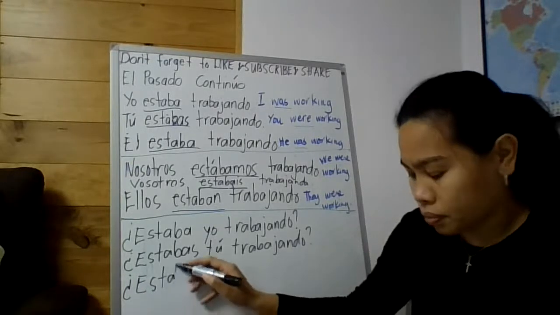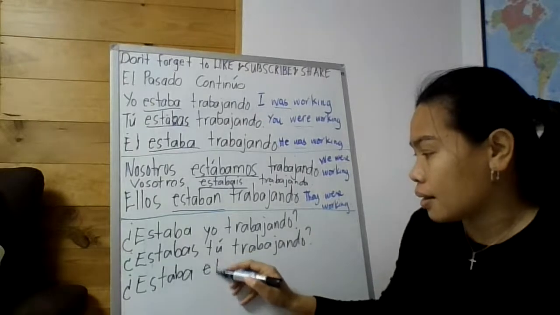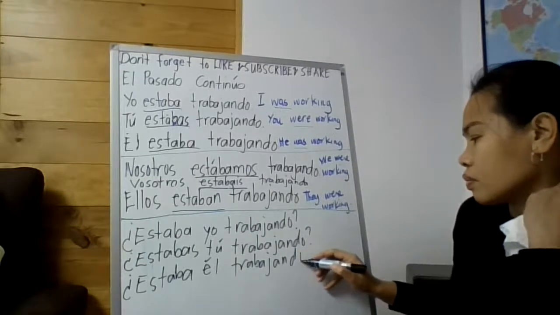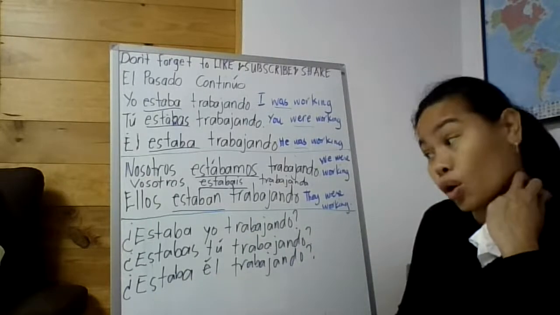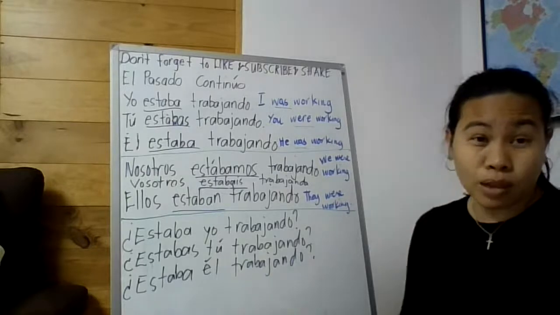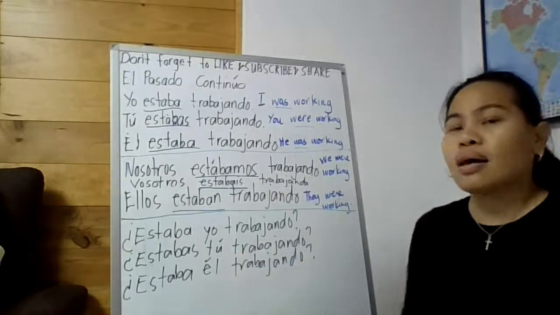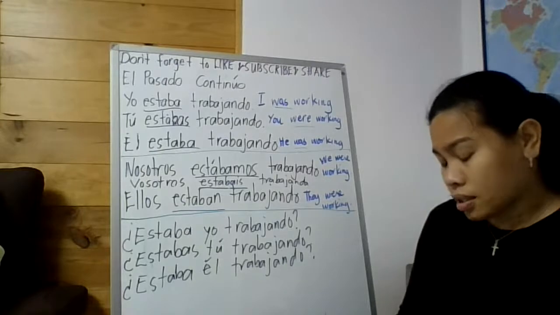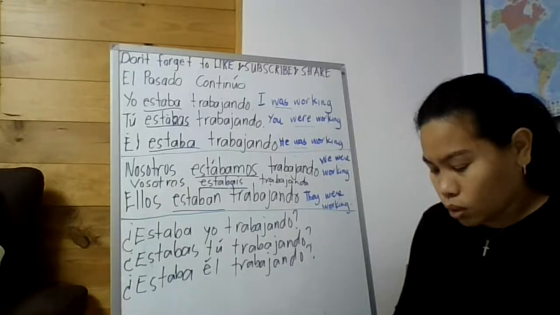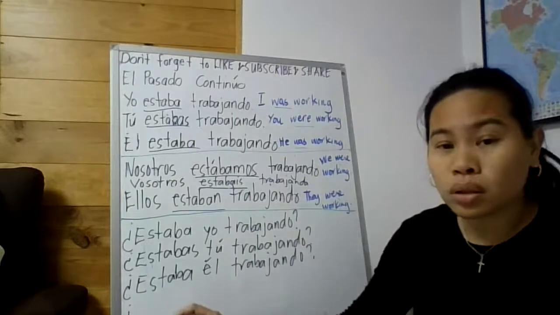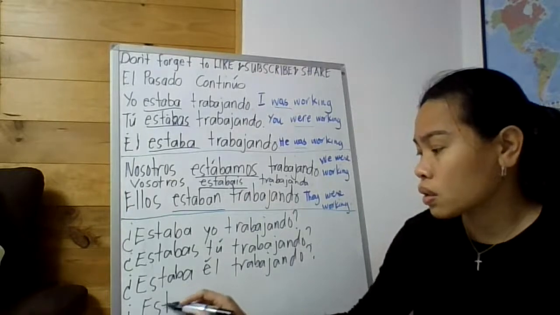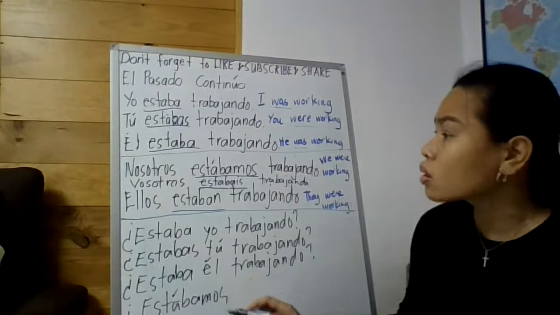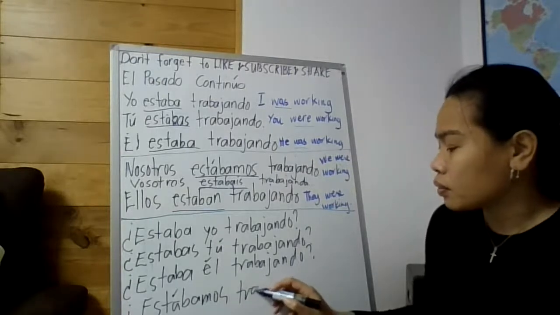And then estaba él. So, was he working? Or you can say also, estaba ella trabajando. Was she working? If you're going to use was it working, then estaba ello trabajando. And then estábamos trabajando.